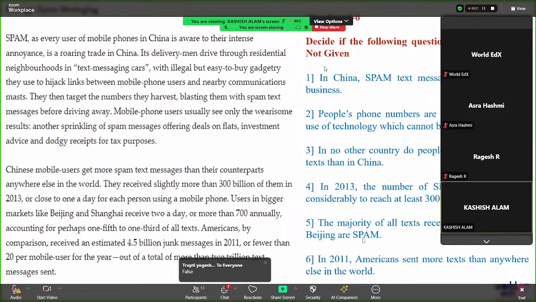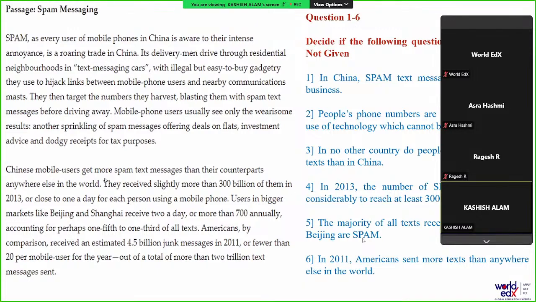All right. So it says, in 2013, the number of spam texts increased considerably to reach at least 300 billion. Okay, I got the reason. So they received slightly more than 300 billion of them in 2013. 2013 was the main keyword, 300 billion was the main keyword. I can easily scan these two numbers in the passage, which will help me to save time.